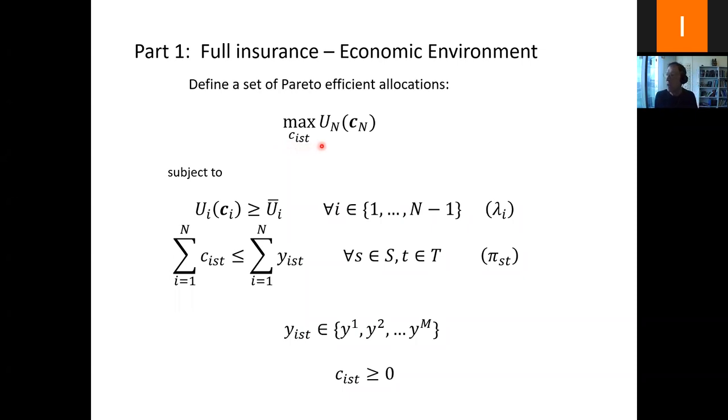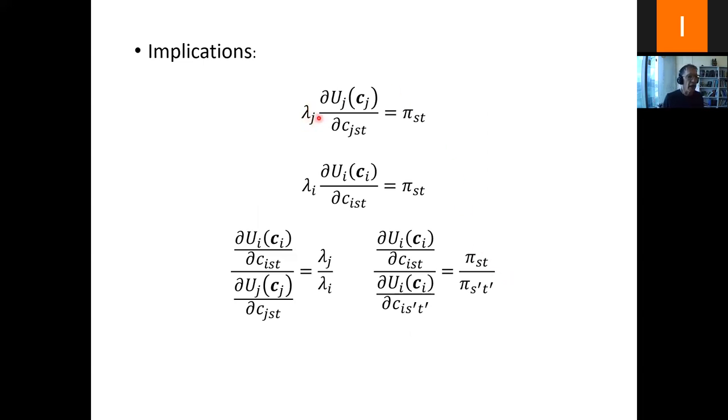Well, if that c_{ist} is not person N, that only shows up here in the problem and here in the problem. And so what we're going to get is, here, it's going to be multiplied by the Lagrange multiplier for the constraint for person i. And here it's going to be multiplied by the Lagrange multiplier for the resource constraint for state s in period t. And so we're going to have lambda j, the Lagrange multiplier for household j, times the marginal utility of consumption for household j in that state in that period, has to be equal to the Lagrange multiplier for the resource constraint for state s at time t.